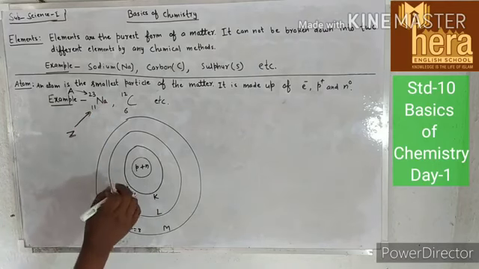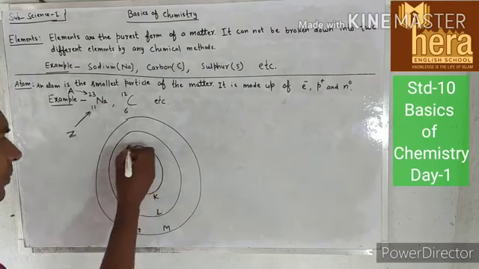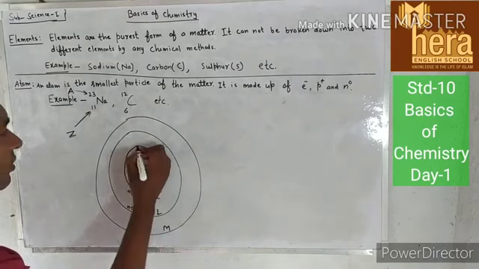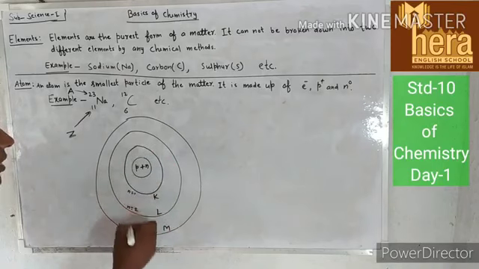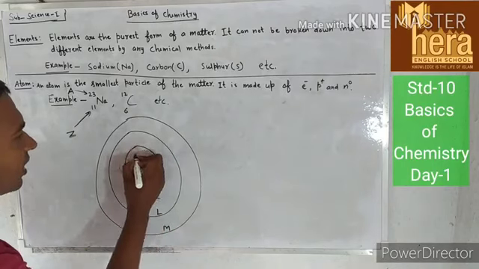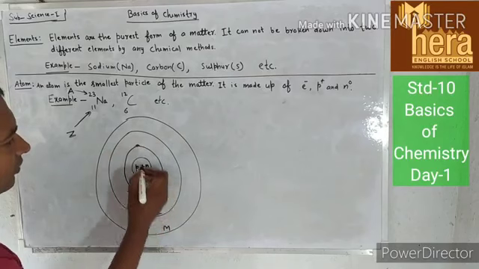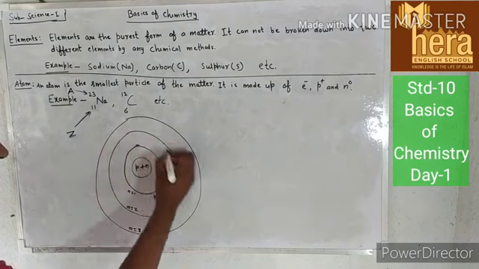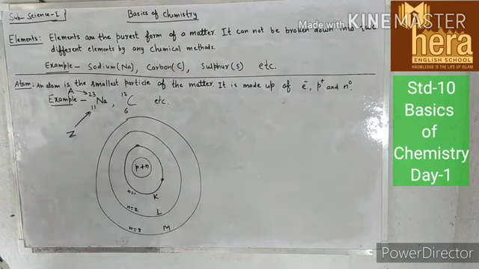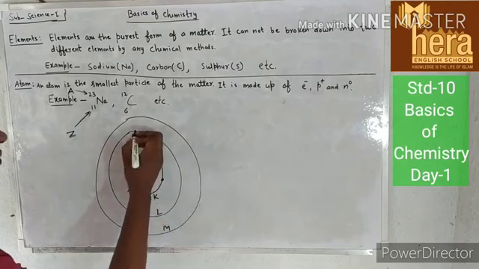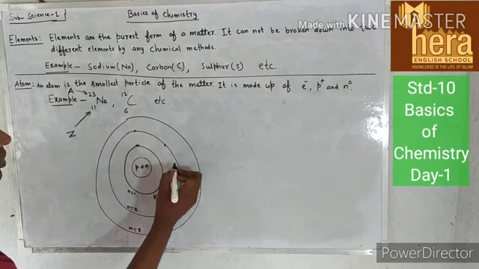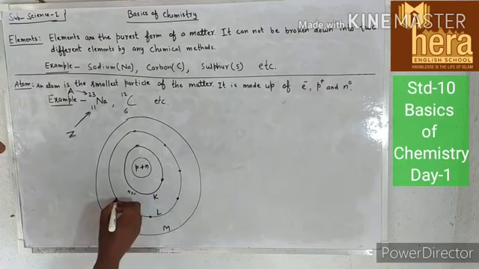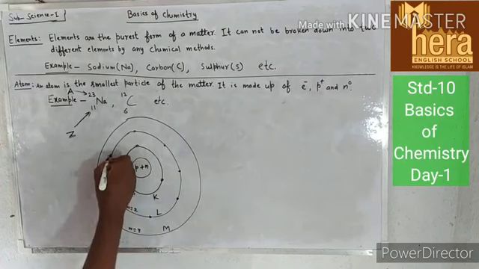So listen, the capacity of first orbit is of 2 electrons. How many electrons? 2 electrons. So in first orbit, that is K orbit or K shell, there are 2 electrons, 1 and 2. Second orbit, the capacity of second orbit is of 8 electrons. 1, 2, 3, 4, 5, 6, 7, 8.